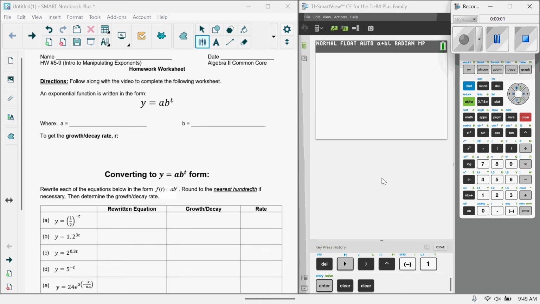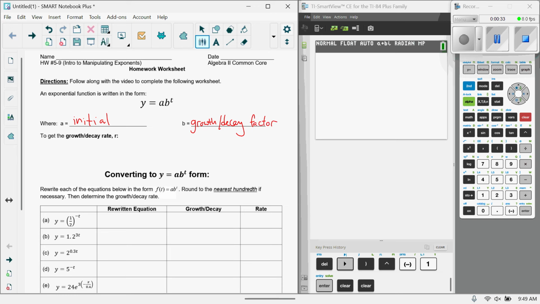Hi, in this video, we are going to talk about how to manipulate exponents to figure out if a function is exponential growth or exponential decay. Now, a typical exponential function has the form y equals ab to the t, where a is your initial value and b is your growth or decay factor.